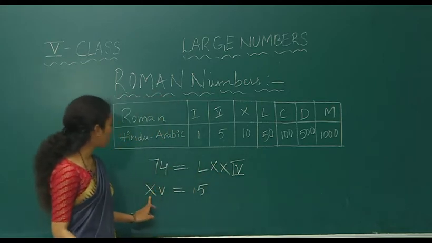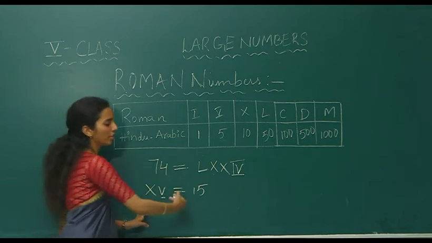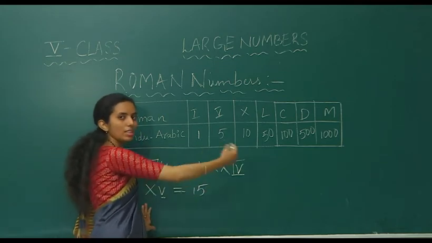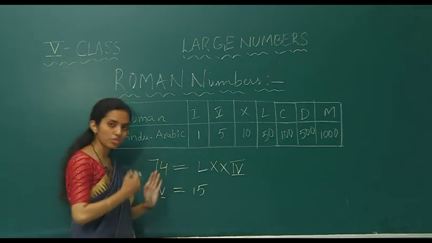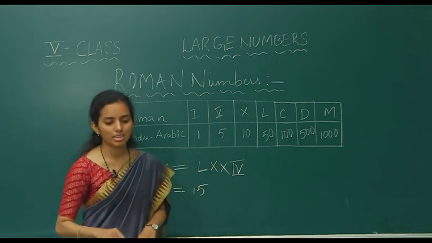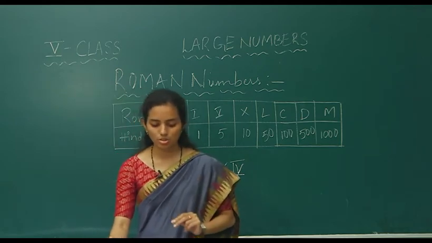The first number should be the bigger number and the second number should be the smaller number. If it is on the right side, you add the numbers and write the result. If it is on the left side, you subtract the number and write the result. Question 1 is the same and the second question is also the same.